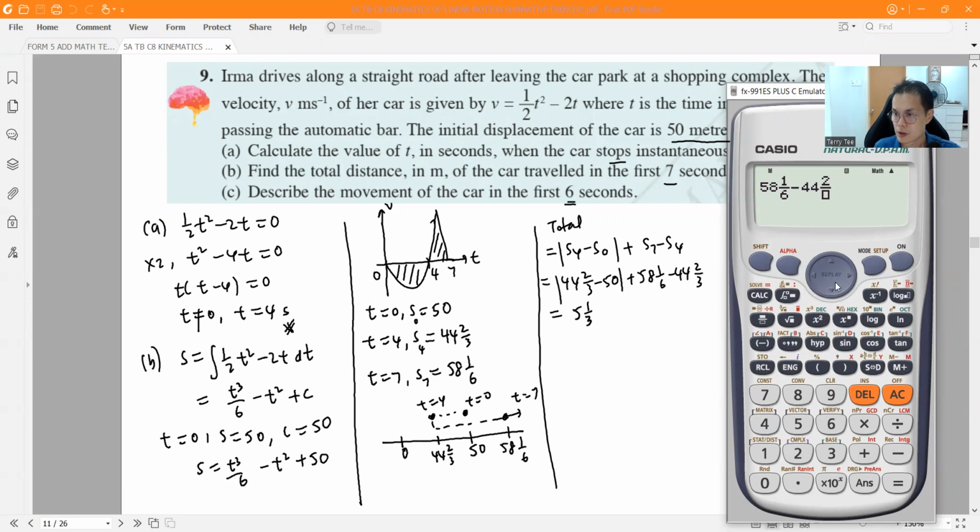44 2/3, and you will get 13.5. Right? So 13.5. You add up, you should get 18.5/6 meter. All right. Okay, next one.